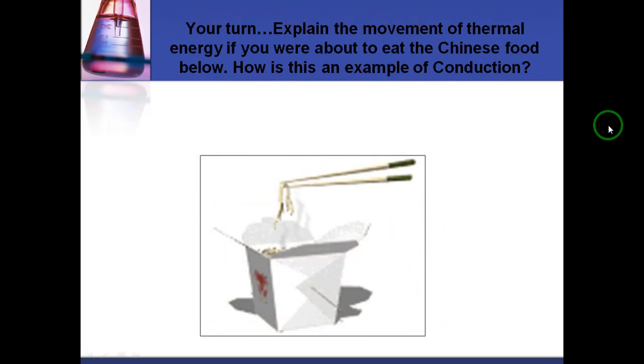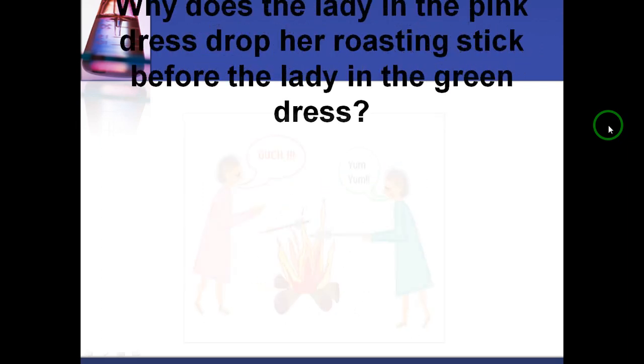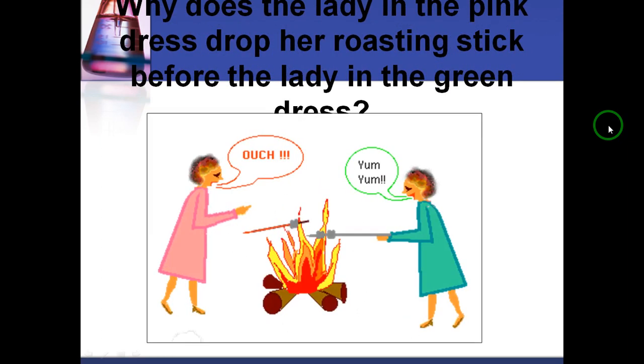So this is your turn. This is your second question: can you tell me and explain the movement of thermal energy if you were about to eat this noodle? Your third question is, why does the lady in the pink dress drop her roasting stick before the lady in the green dress does?